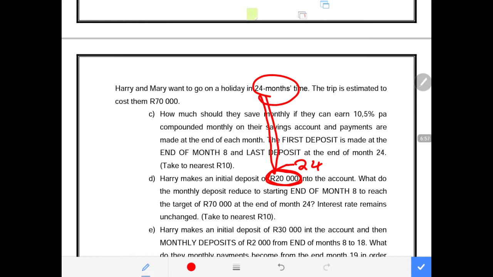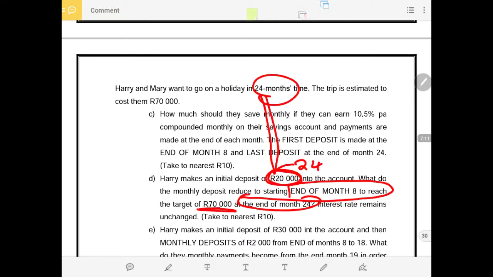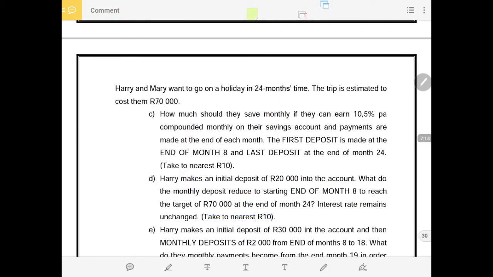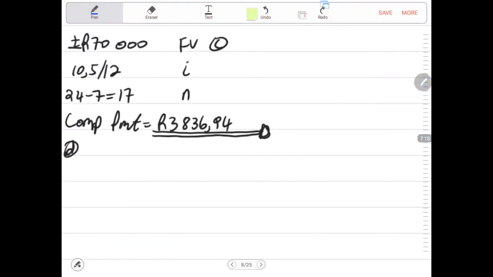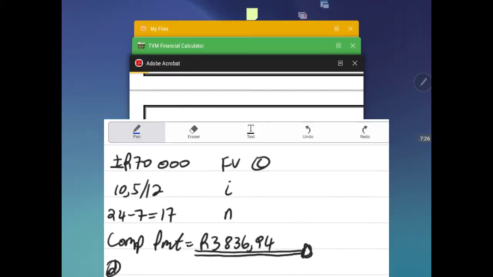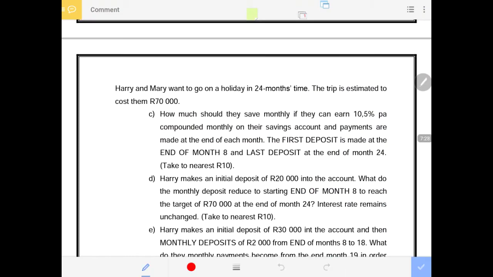Therefore, out of the remaining balance that they still need to raise, we'll be able to say how much they must pay monthly, starting from month number 8 up until month number 24, in order to get to the 70,000 rands that they need in 24 months for their holiday trip. So now let us say, okay, there is an initial deposit, which is a present value. Remember, the 20,000 rands is a present value. This is what they will invest presently.